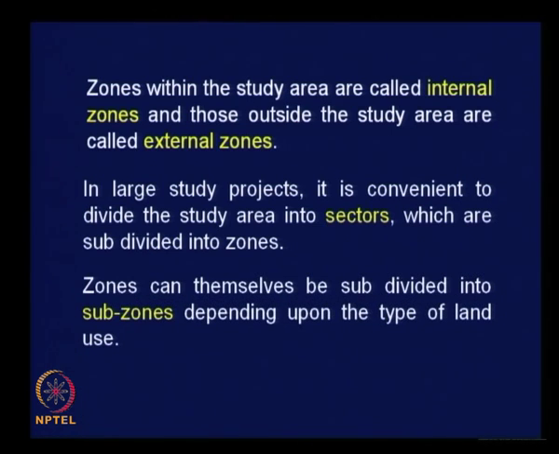Zones can themselves be subdivided into subzones if necessary, depending upon the type of land use. So we can divide the urban area into sectors, sectors into zones, and if necessary, zones also can be subdivided into subzones, and subzones will be the smallest land use parcel, and you will be fixing your centroids at each of the subzones. Subzone centroids will be your trip origins and destinations. Clear? If you are dividing zones also into subzones, otherwise there is no point in dividing zones into subzones, isn't it?